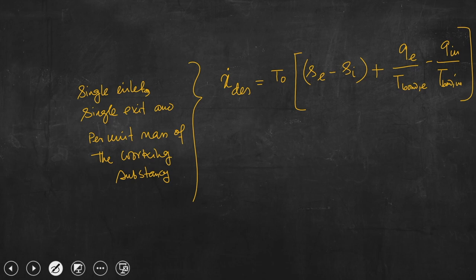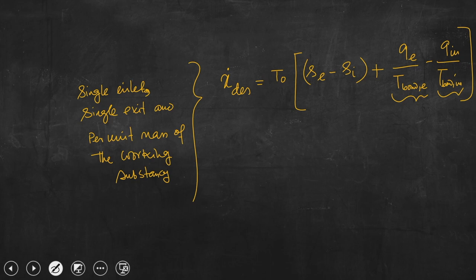Whether heat is rejected or heat is added, it is added or rejected through the system boundary. So, these are the temperatures of the boundary through which heat transfer takes place. T boundary exit is the boundary temperature at the exit through which heat is rejected. This is the temperature of the boundary at which heat is added to the system. Now, this is for a single inlet, single exit and per unit mass of the working substance.